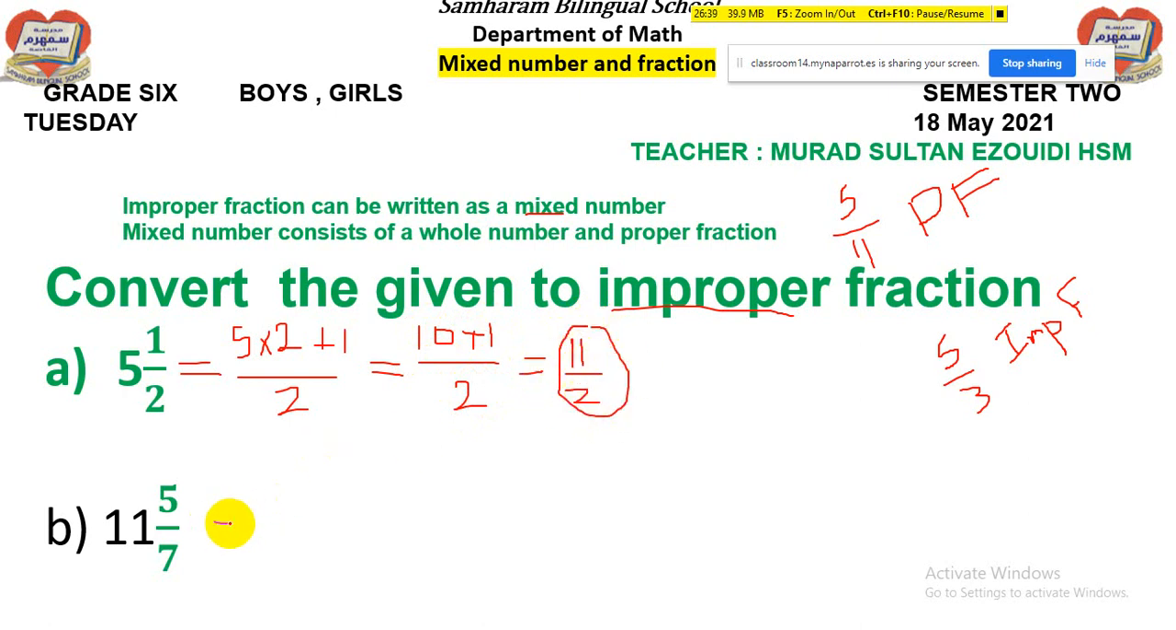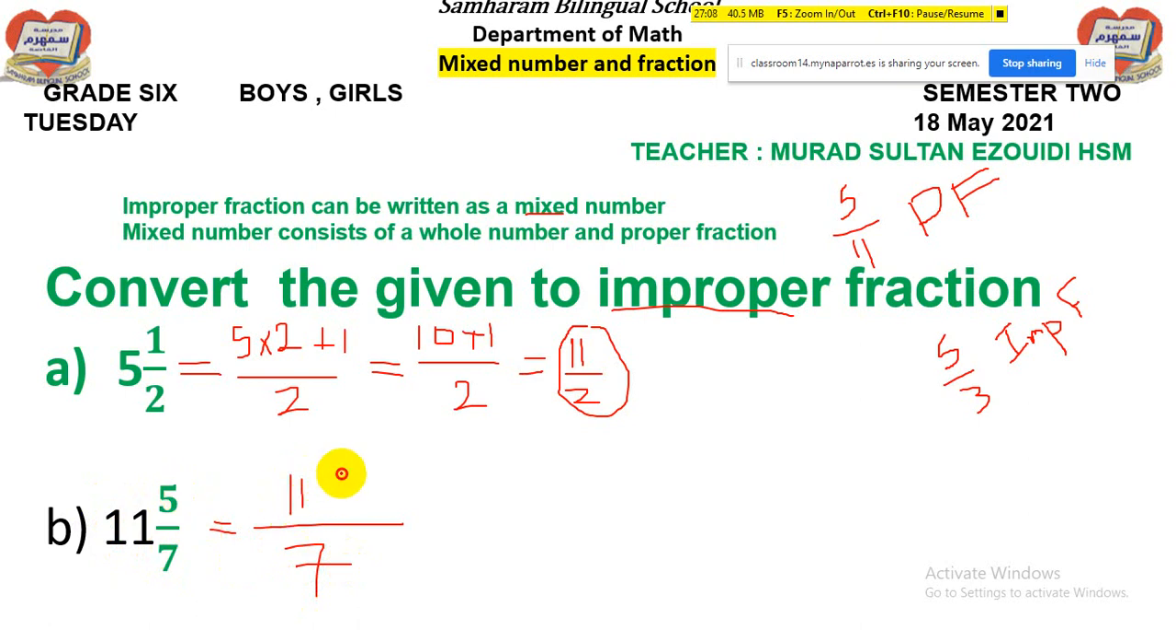The next step, the next sub-question B, 11 and 5 over 7. 11 is a whole number. 5 over 7 is a proper fraction. Why? Because 5 is less than 7. I will try to change it to an improper fraction, where the numerator value is more than the denominator value. Look how to do this. This is the 7, you see the divisor. I will write it, no change. But I will multiply now 11 by 7, then I will add 5.